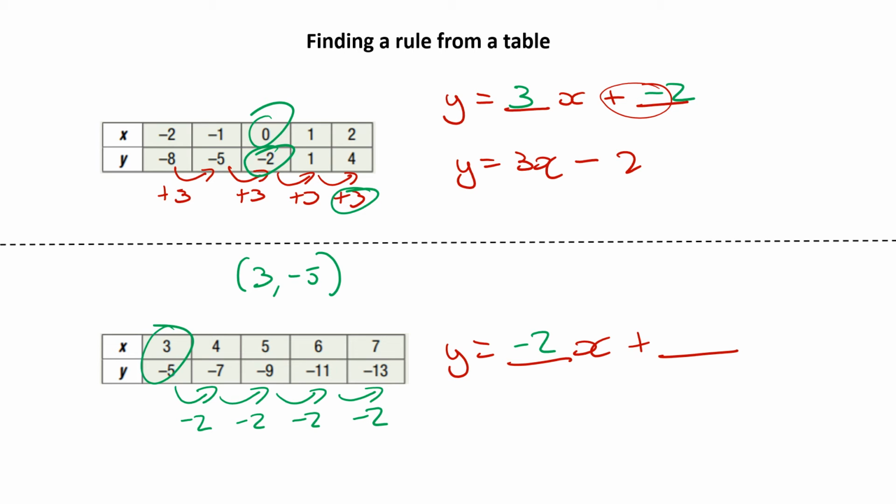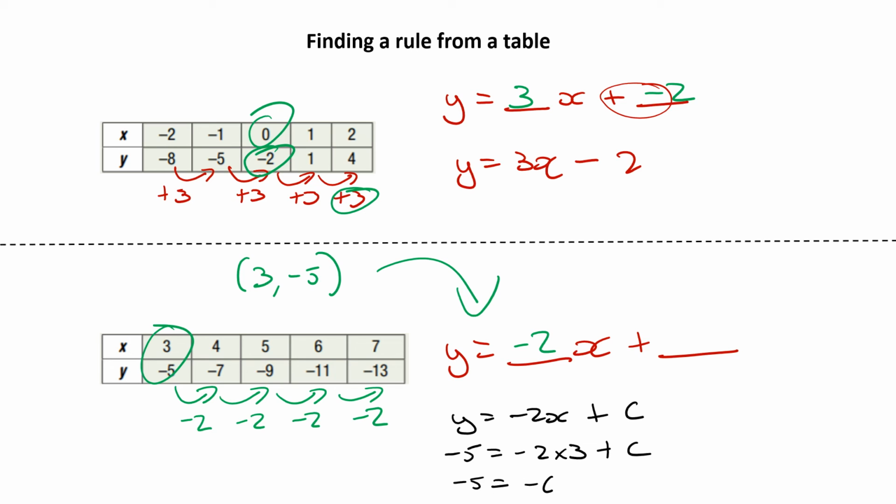Now, if I look at my equation here, what I can do is, I'm going to pick a different color here. I'm going to say y equals -2x plus, and let's call it c for the moment, because we want to solve for that. If I know what x is, and I know it's 3, I can go -2 times 3 plus c. And then I know what my y is, so I can put -5 there. So what I've got is -5 equals -6 plus c.